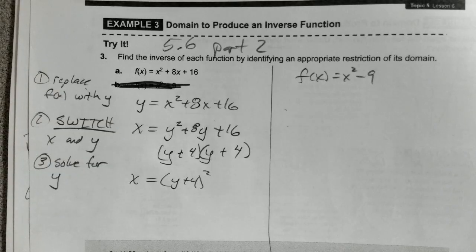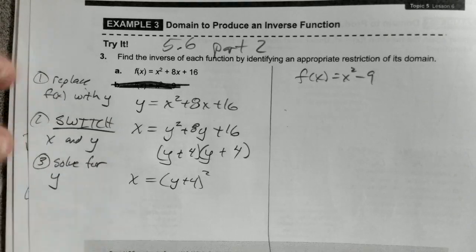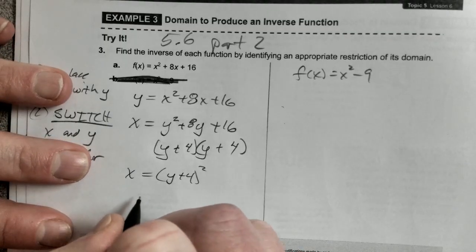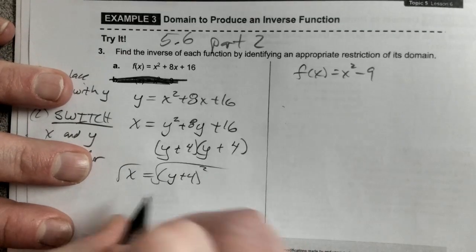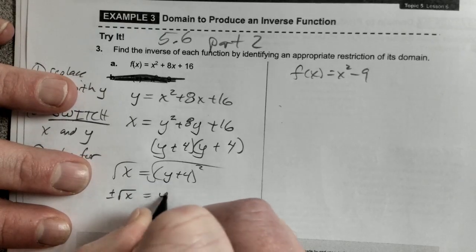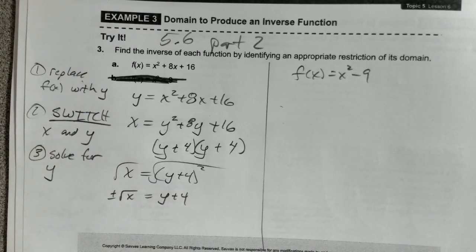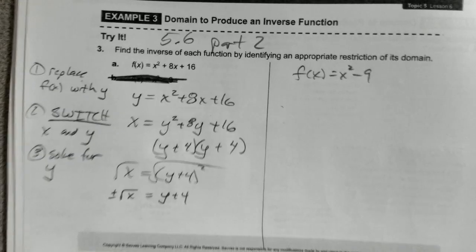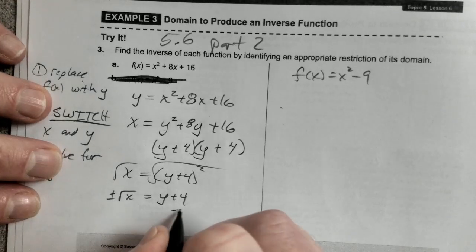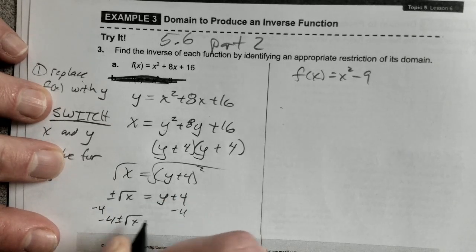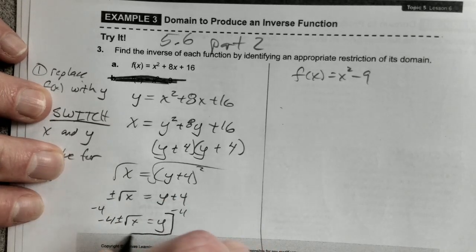Oh, nice. Now I have one y. And that guy we can solve for. So here we would square root both sides. And now I get plus or minus root x equals y plus 4. And then we subtract 4. So negative 4 plus or minus root x is equal to y.